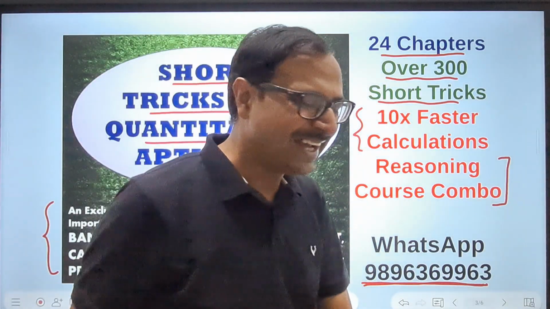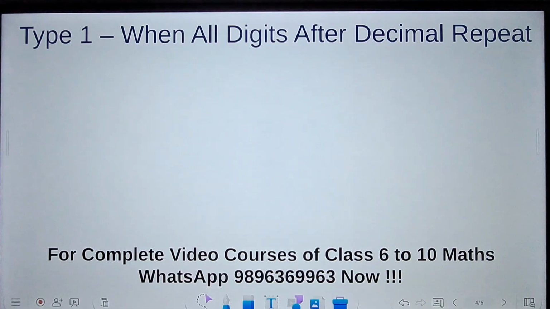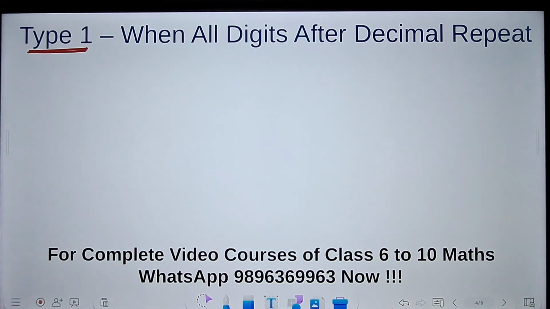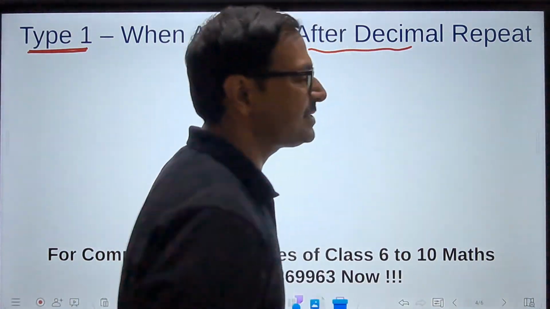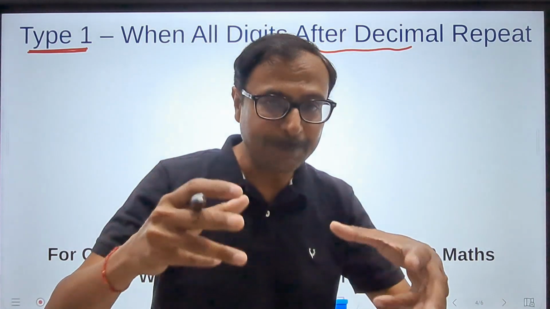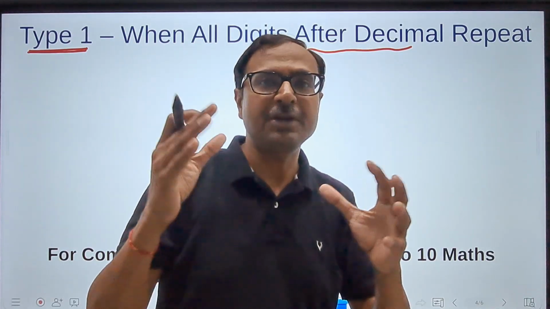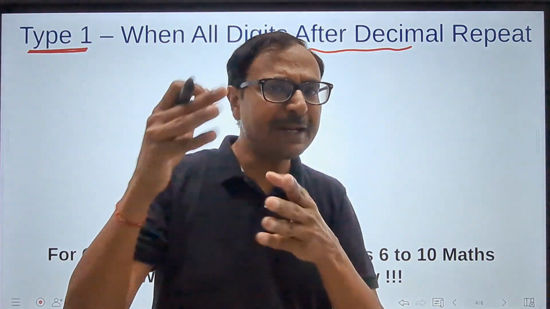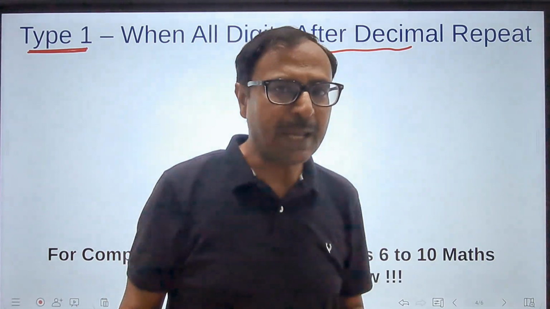Okay, friends? Let's see the first type of question now. This is type 1. See why I wrote type 1 here? When all digits after decimal repeat. That means after decimal there is no digit which is not repeating. It's like 17 point maybe 27272727. So 27, 17 point, then everything is repeating 27272727. Okay, this is type 1 type of question.